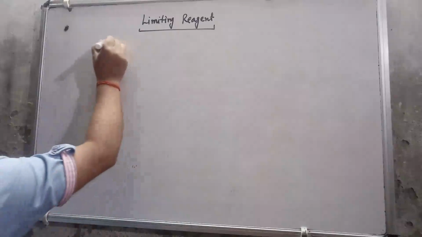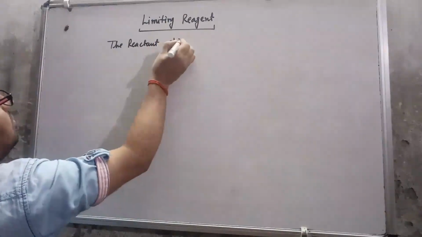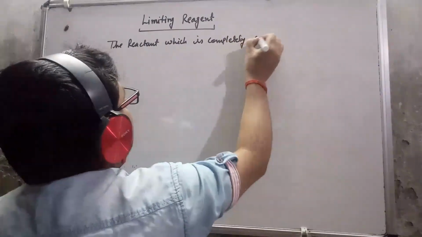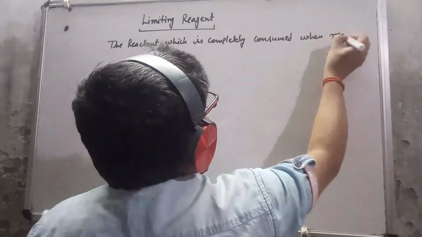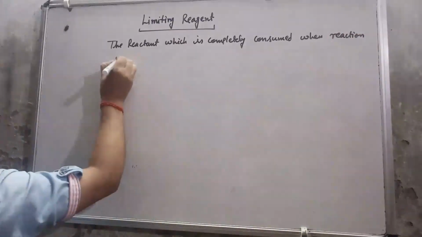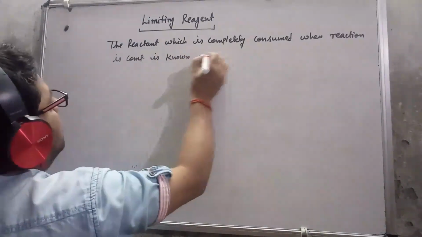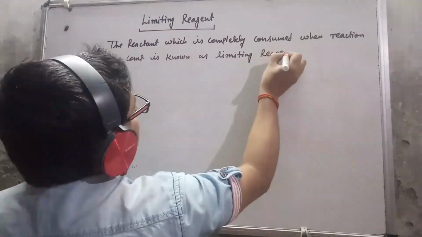First of all, if I describe the limiting reagent, then the reactant which is completely consumed when a reaction is completed is known as the limiting reagent. This is very simple.